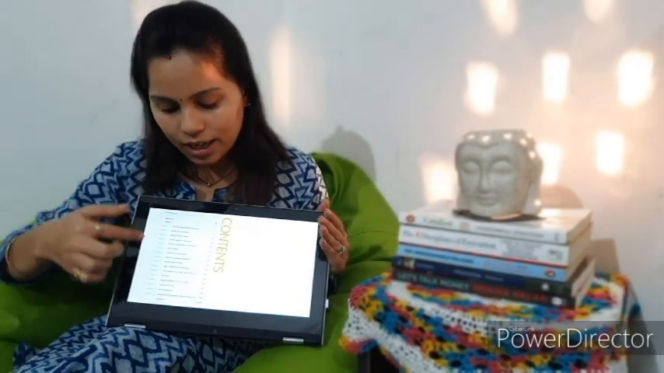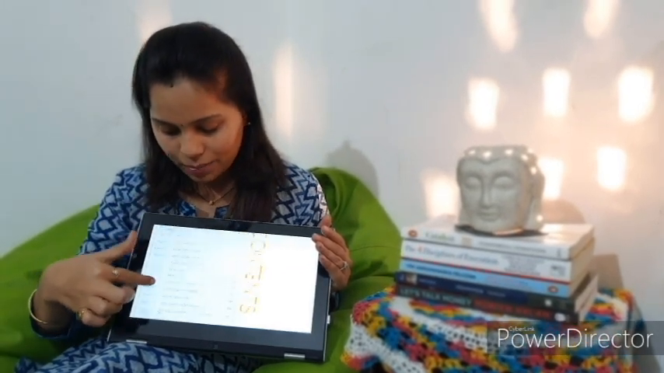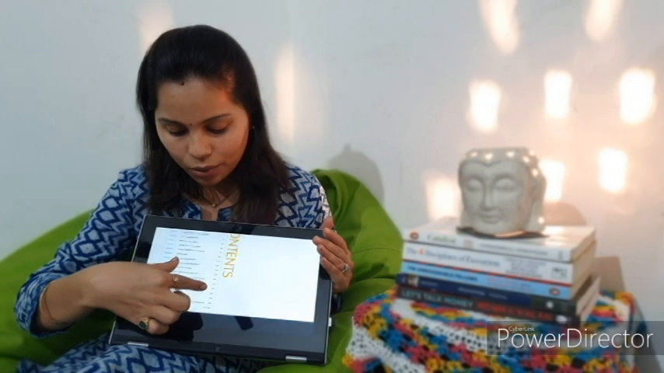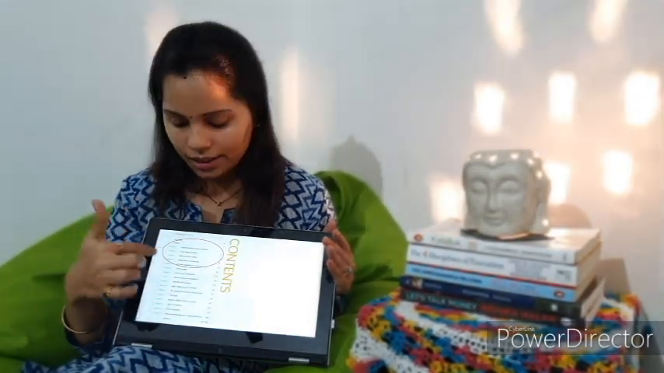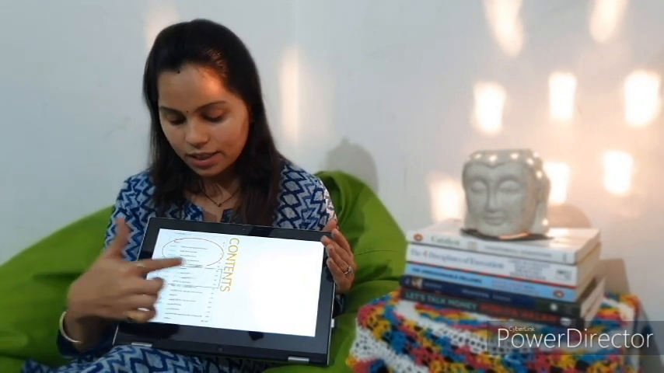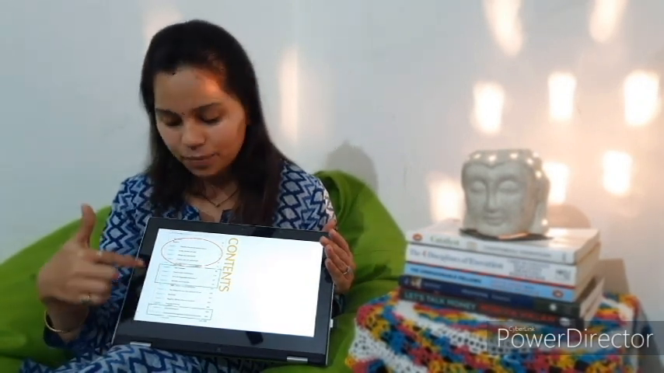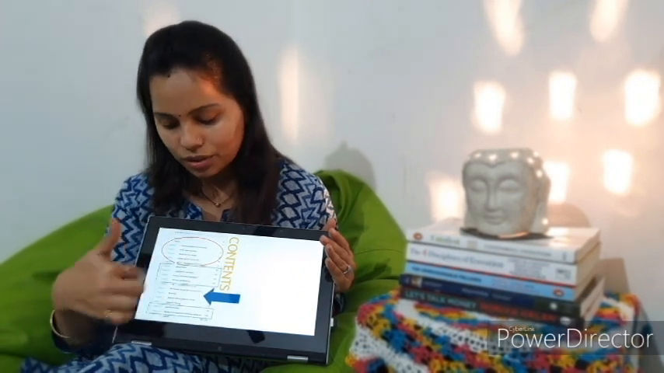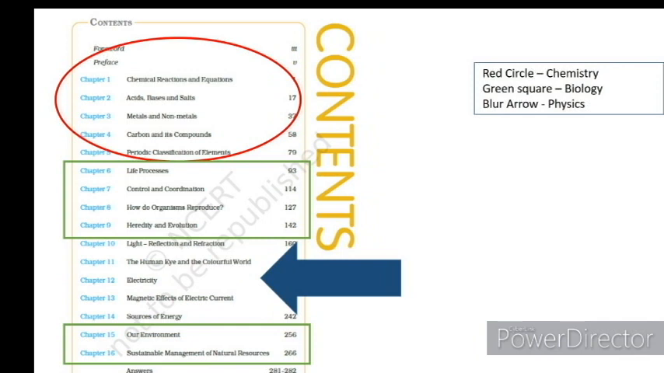science. This is the content of science chapters in class 10th. There are many chapters in science. Now, how can you classify them, which chapters are of physics, which are of chemistry and which are of biology? So you can classify them based on these red circled ones are the chemistry chapters of science, these green squares are the biology chapters, and these arrowed chapters are the physics section of science. On this basis, you can first classify your chapters, that is, what all chapters you have to read.